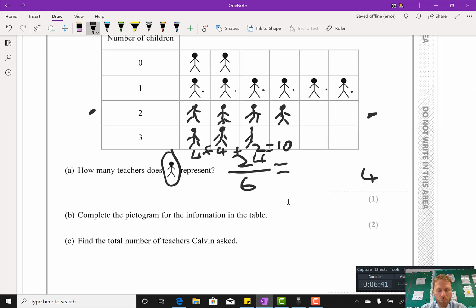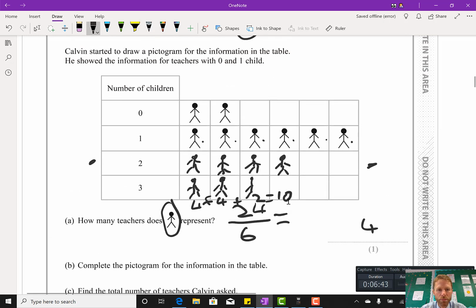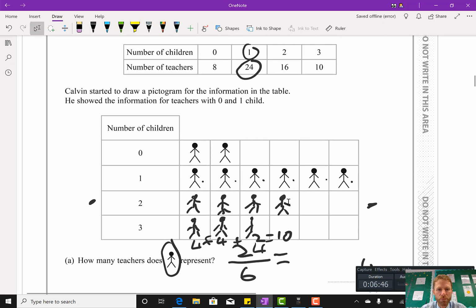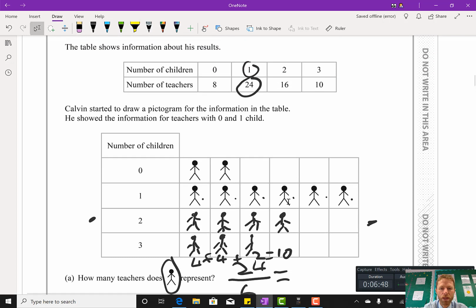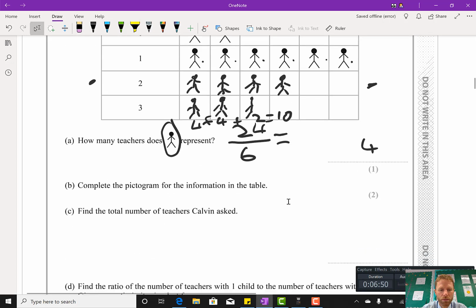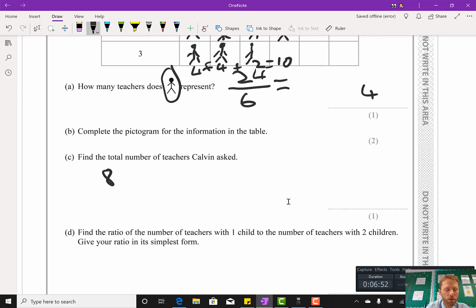Find the total number of teachers Calvin asked. Fairly straightforward. Just go back up to the table. 8, 24, 16 and 10. So 8 plus 24 plus 16 plus 10. Now feel free to use a calculator at this point in time, but I'm going to go 24 add 16 is 40, add 10 is 50, add 8 is 58.